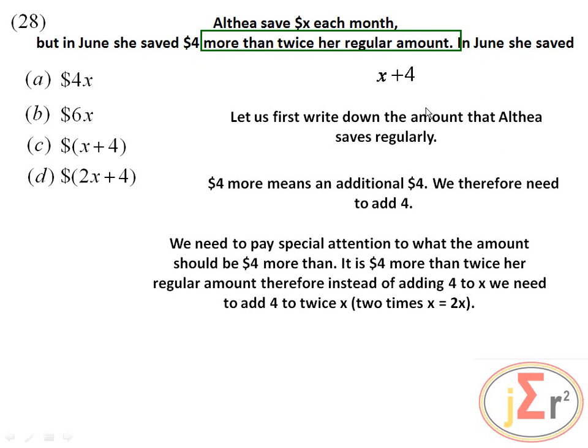So we have the $4 more, an additional $4, but it is not to be added to her regular amount. It is to be added to twice her regular amount. Twice her regular amount is X, so we need to add 4 to twice X. Twice X is 2 times X, which is 2X. So throw in a 2 right there, and the expression is complete. The correct answer is option D, 2x plus 4.